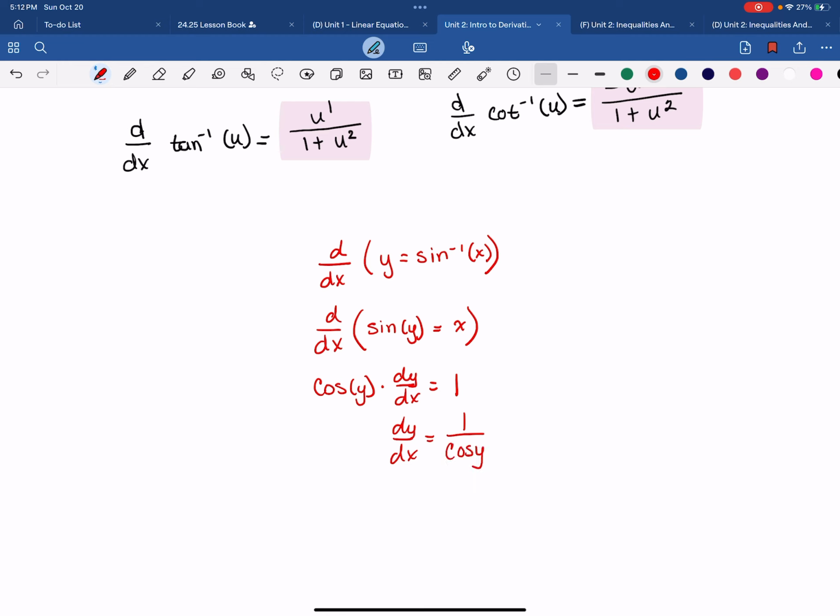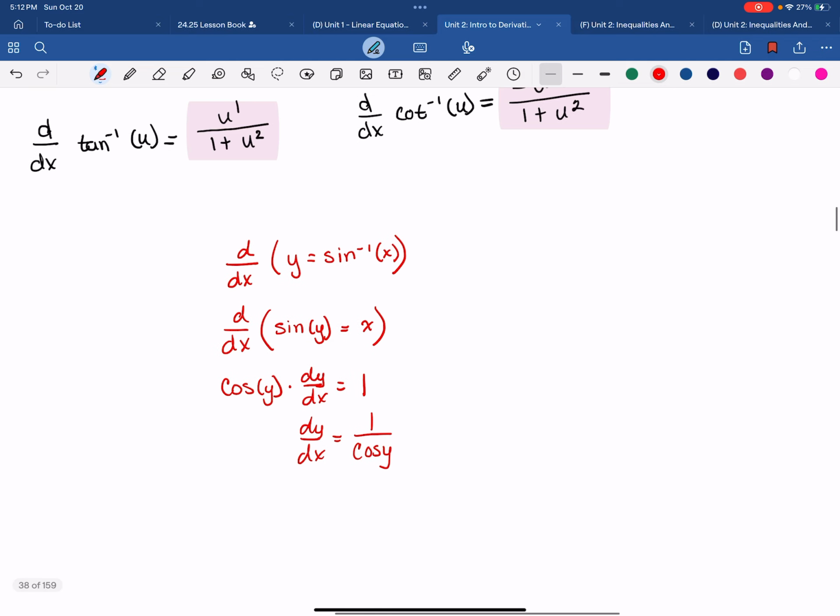Well, that doesn't help me yet because I don't have anything up here in terms of cosine. So I'm going to rearrange things a little bit, and I know that I can rewrite cosine y using my Pythagorean identity. So I'm going to go ahead and write that over here. I know sine squared y plus cosine squared y equals 1.